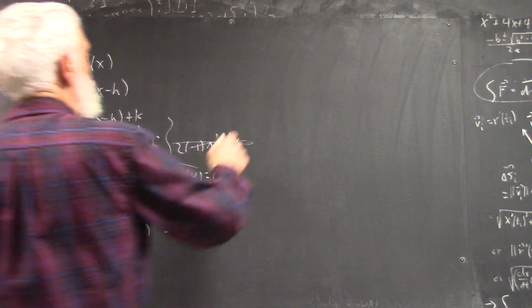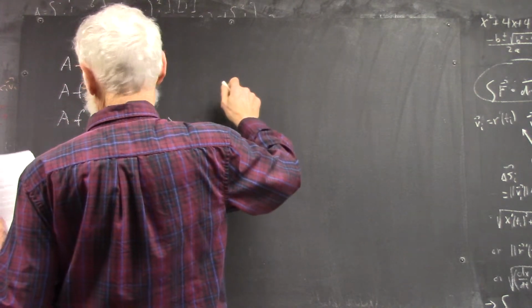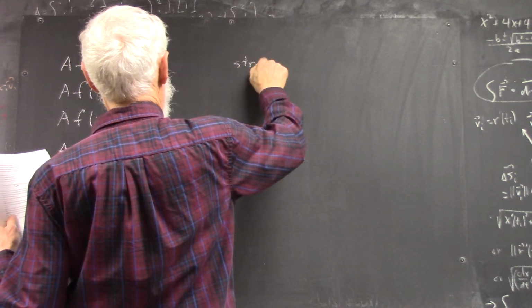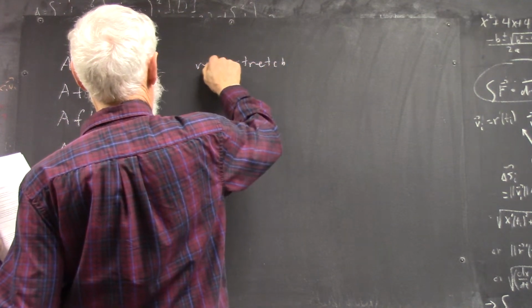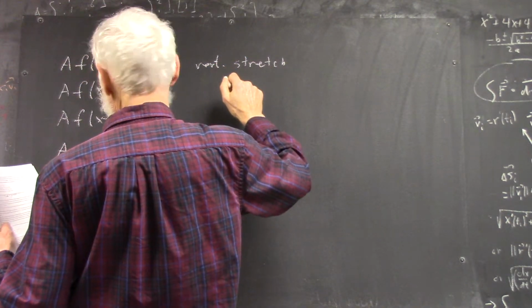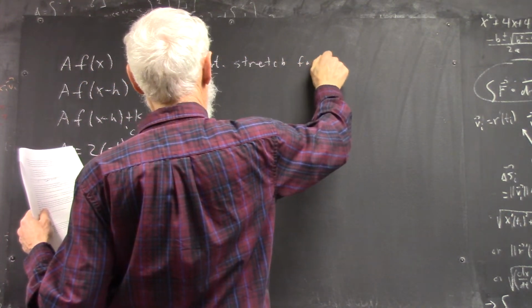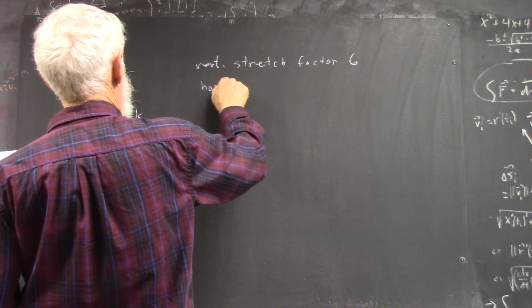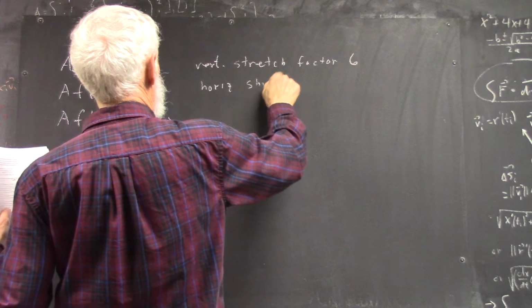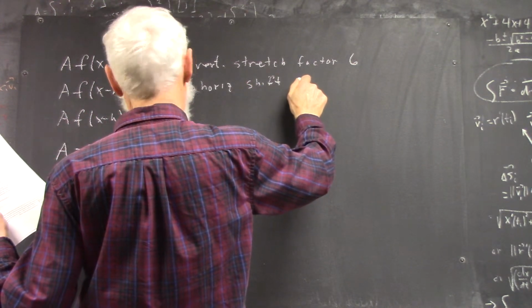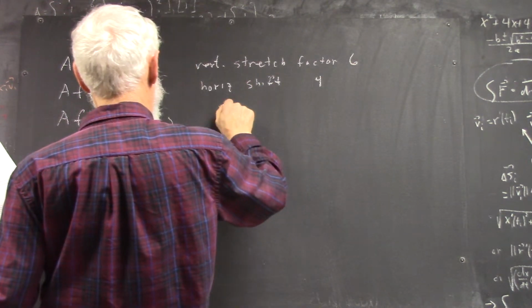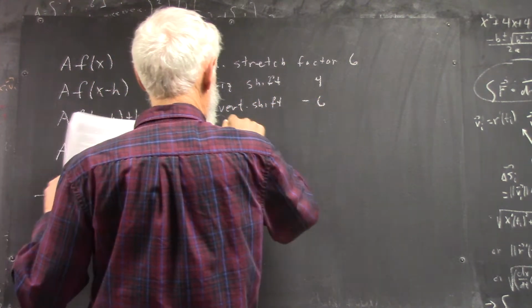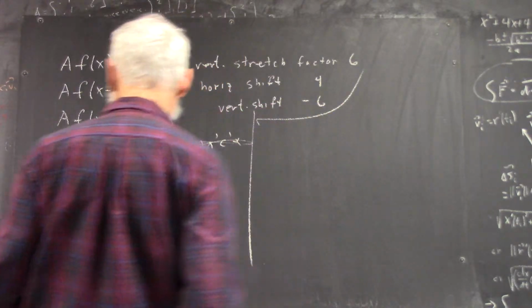Okay, so now you have vertical stretch factor 6, horizontal shift of 4, vertical shift -6. Now the rest of this should be automatic.